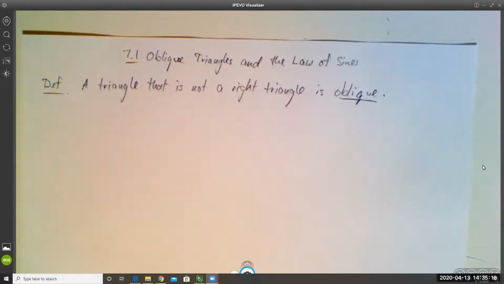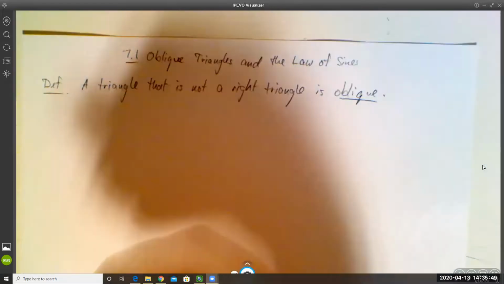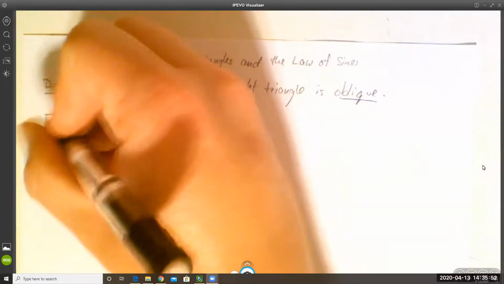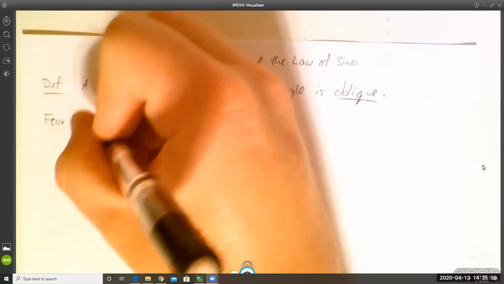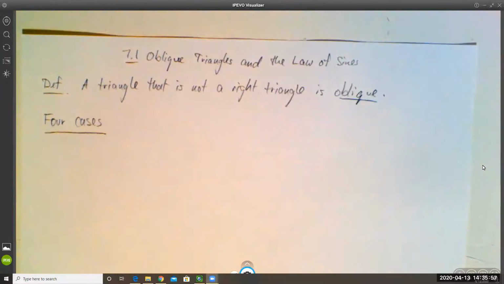Anyway, so a triangle that's not a right triangle is called oblique. To solve an oblique triangle, we need to have at least three pieces of information. And by three pieces of information, I mean either angle measures or side lengths, okay? So we need at least three pieces of information. And if you think through the logic of it, you'll find out that there are four possible cases of information that you could be given in order to solve a triangle. And I'm gonna list them out. So four cases here. So four different types of information you could be given in order to solve a triangle.